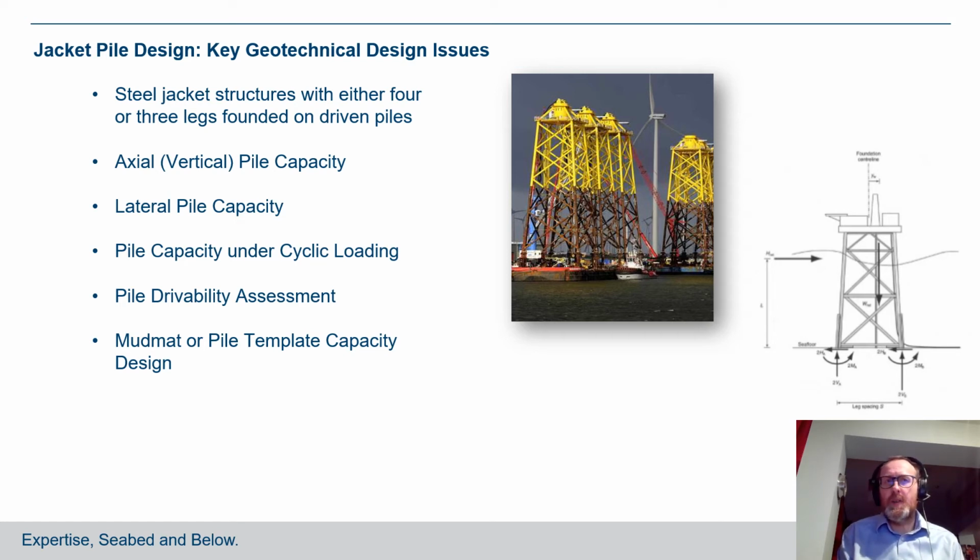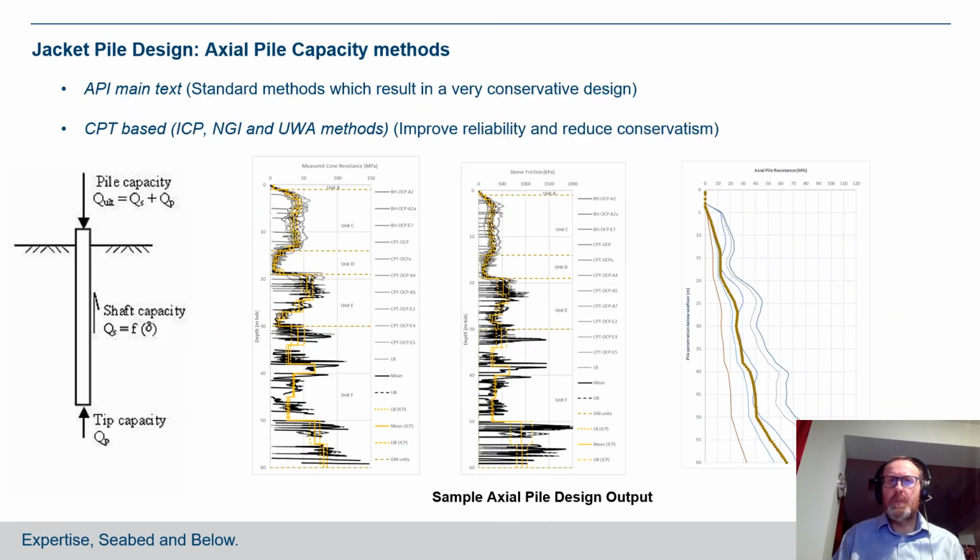We do have to check lateral pile capacity and look at cyclic loading as well, and we do have to undertake drivability assessments as well, but axial pile capacity is one of the main issues. So in terms of pile design, pile capacity is developed from shaft friction, but also tip capacity. The latter, tip capacity, is dependent on whether the pile's plugged or unplugged, and there are standard methods for dealing with that in the API main text.